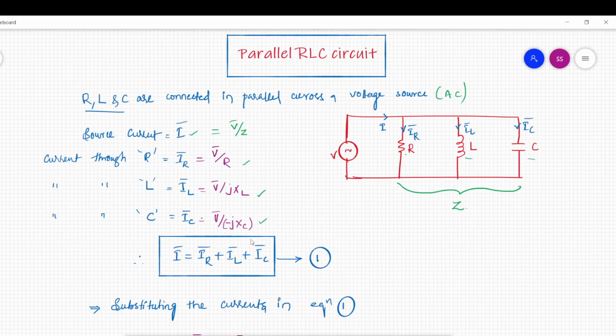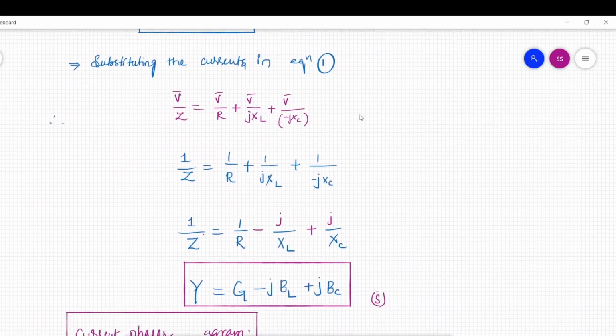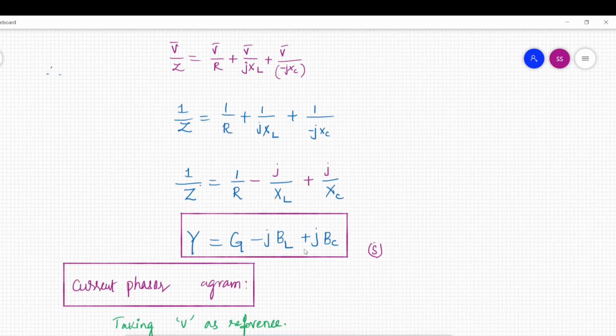Okay, let us substitute these values in equation 1. Okay, that is net current, that is total current, I equal to IR bar plus IL bar plus IC bar. Okay, so after substituting this, you are going to get the admittance Y equal to G minus J into inductive susceptance BL plus J into capacitive susceptance BC. So you are going to get both here, inductive and capacitive. The units are Siemens. Now let us see the current phasor.